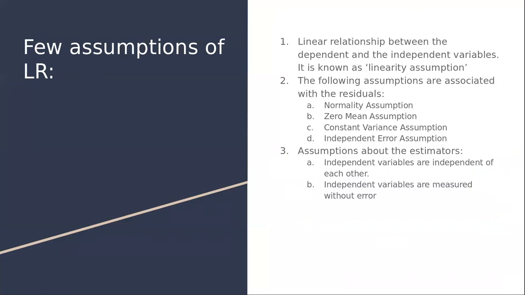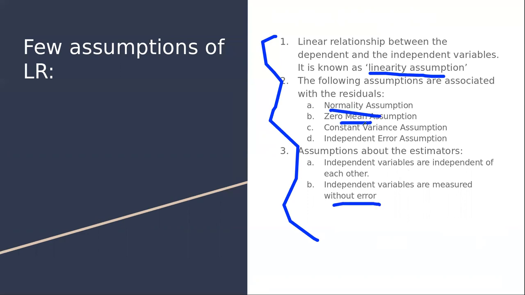These are a few assumptions which are usually asked in examinations, but good to know. Basically we are assuming linearity, and no multicollinearity. We are assuming the variables are independent of each other, measured without error, zero mean, normal. These are pretty much not worth discussing. Just understand how the variables are.